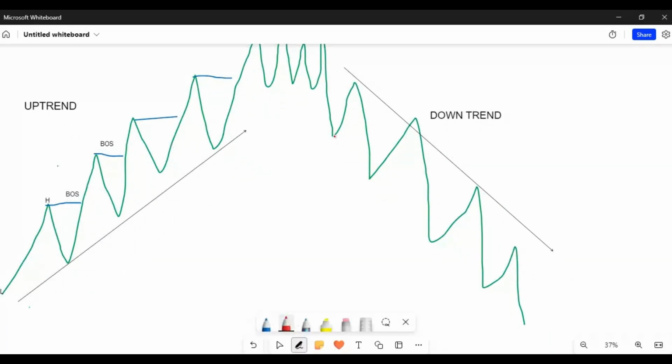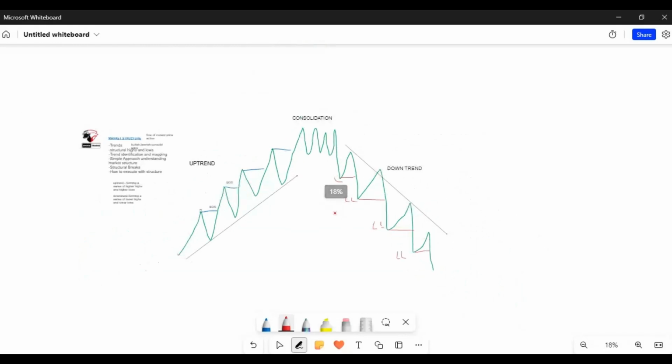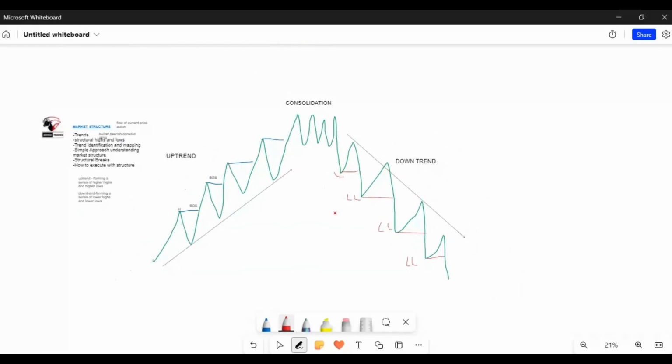Then for the downtrend, every time price breaks the previous low, we call that a break of structure, right? Because we have broken the previous structure, we're now looking to form a new structure point. So all these lows, every time they break them, we have a break of structure. Every time we break a previous low to form a new low, we have a break of structure. That's as simple as it is.